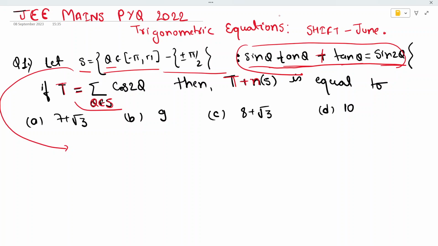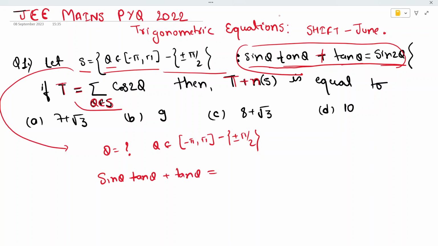S says that you have to find theta where theta belongs to minus pi to pi, excluding plus minus pi by 2. It means it doesn't include the pi by 2 point and the minus pi by 2 point. So let's solve. You have given that sin theta tan theta plus tan theta is equal to sin 2 theta.